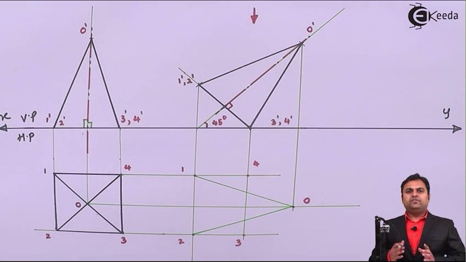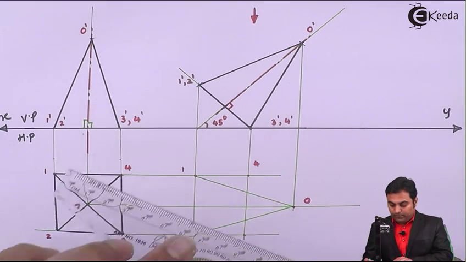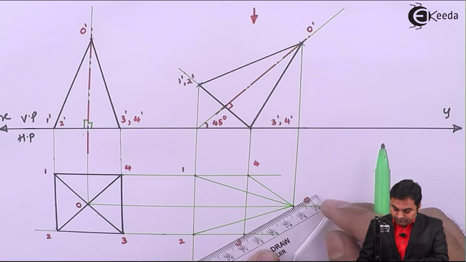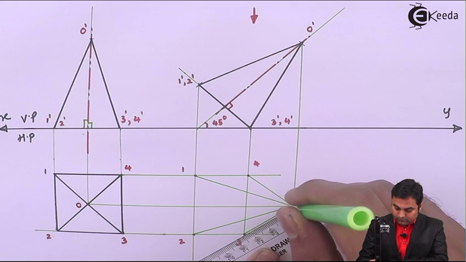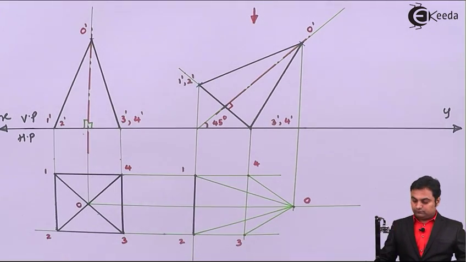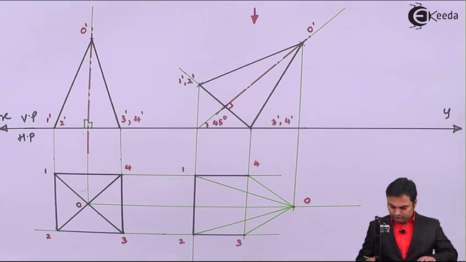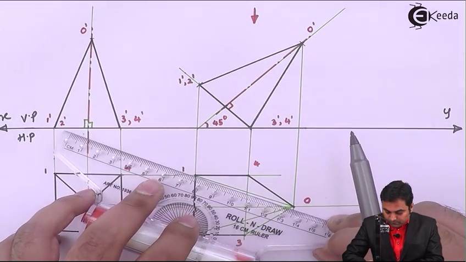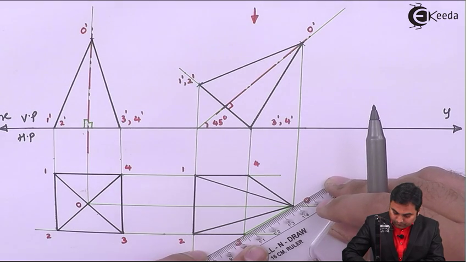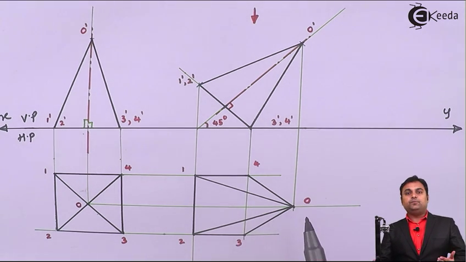After that, see, whenever we are drawing in case of projection of solids, the outlines are never hidden. So we can make the outlines dark. Like here I can join from O to 4. And O to 3. Now, I'll make it dark. So this is the tilted pyramid. These are the visible portion which I can say here.